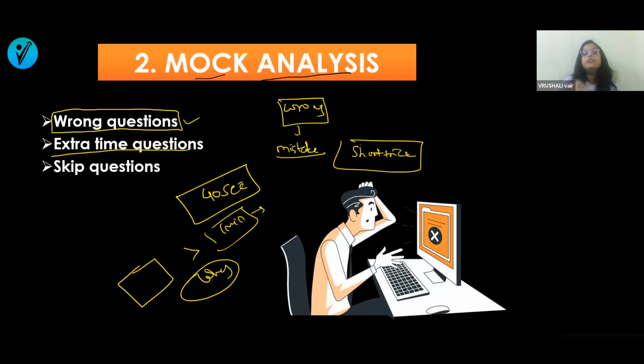That's why I always say give a lot of mocks and analyze them. By analyzing, you understand that no, I have wasted this much time on a single question. Instead of that, I can solve other questions in that time. So we get the idea. We become a little more serious about all this. So you have to check all the extra time questions and you have to search for the why. On this why, and how I can improve it. Once you get the why, then you can check how you can improve it.